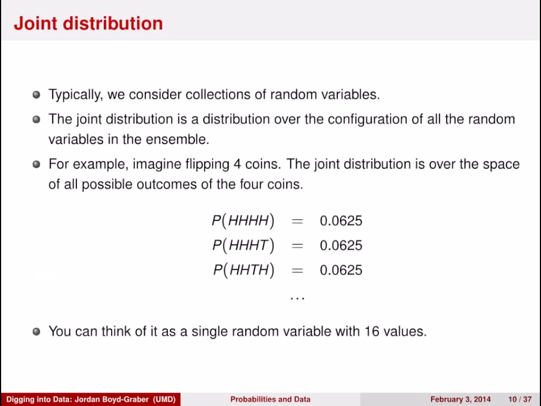Often, probabilities over multiple random variables are expressed as a joint distribution. And you can think about this as having some collection of outcomes in your sample space, and every configuration of random variables is assigned a probability. For example, if you have 4 coins, there are 16 possible outcomes. Each of them has some probability. And again, we can represent this geometrically.